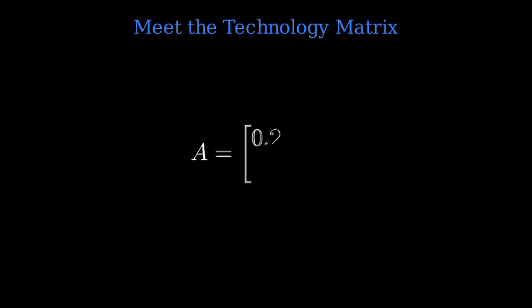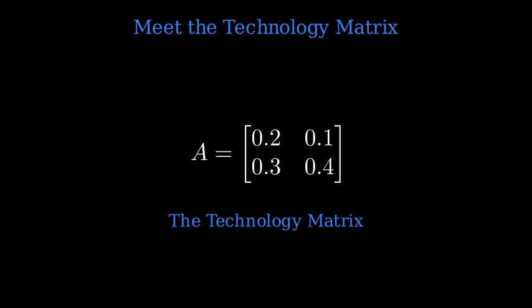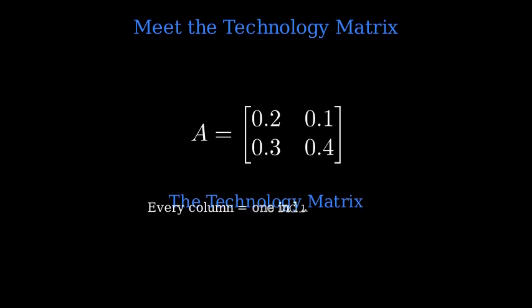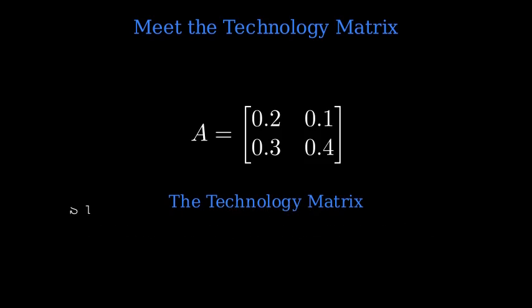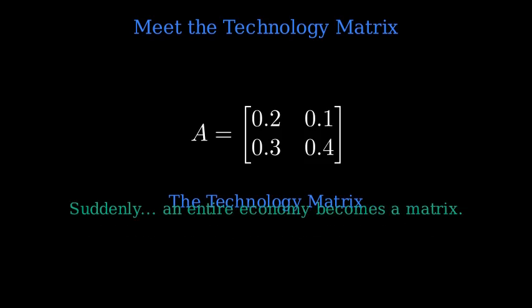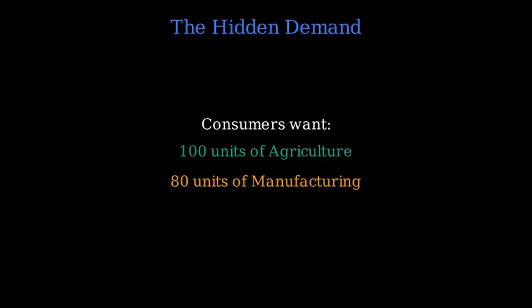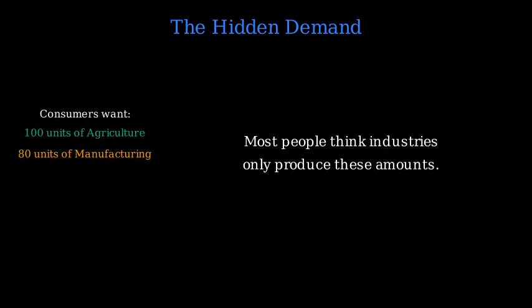For example, suppose producing 1 unit of agriculture requires 0.2 units of agricultural products and 0.3 units of manufactured goods. Similarly, producing 1 unit of manufacturing requires 0.1 units of agricultural products and 0.4 units of manufactured goods. Instead of writing these numbers over and over again, we place them inside a matrix. This single matrix now describes how the entire economy functions. Pretty amazing, isn't it? Now, let's introduce consumers.